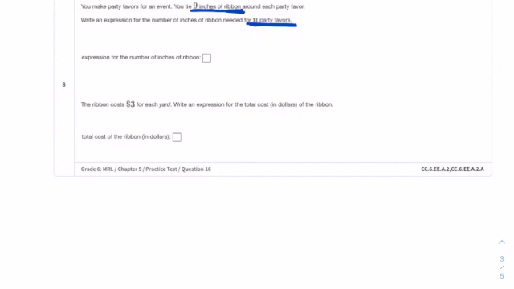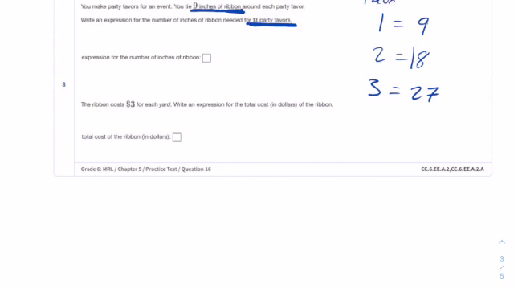It just says n party favors, right? So up here it says there are 9 inches of ribbon for every single favor. So however many I make, it's going to take 9 inches of ribbon. So if I make only one, it would be 9 inches of ribbon. If I make 2 of them, it'd be 18 inches of ribbon. If I make 3 of them, it'd be 27 inches of ribbon. And you see how it goes on and on and on.